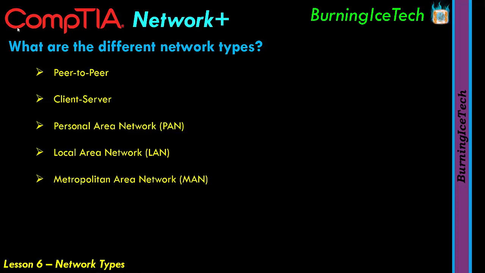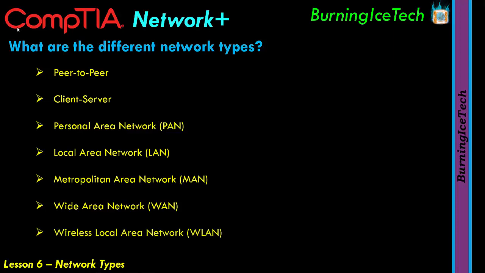Then you also get a network called a WAN, or Wide Area Network. And then lastly, folks, you also get a network called WLAN, which is pretty much the same thing as a LAN network, which we mentioned earlier, except the W stands for wireless. So the full name for this network is Wireless Local Area Network. Same thing as a LAN, it's simply just wireless.